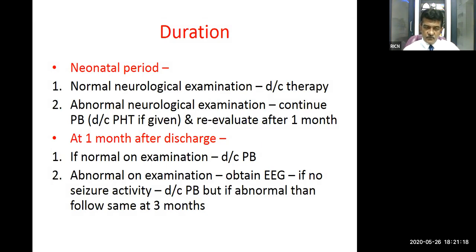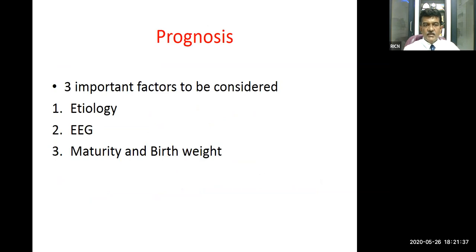If EEG is abnormal or there is significant neurological sequelae, you still need to reevaluate and continue the treatment, and reevaluate after 3 months. But nowadays, most people feel a shorter course of AED will be required. So again, the important thing is we need to prognosticate. Which are the important things we need to take into consideration?